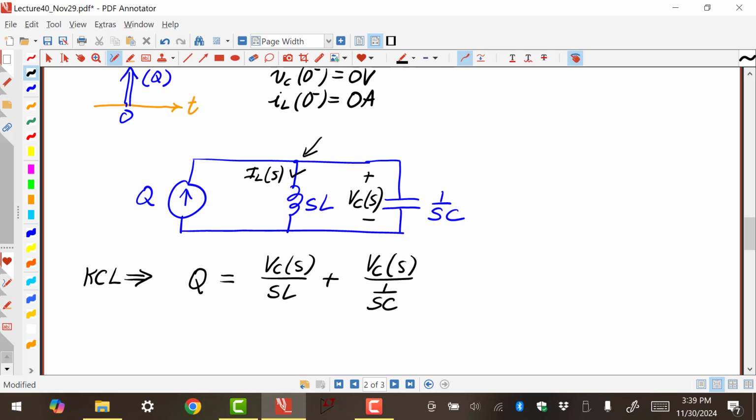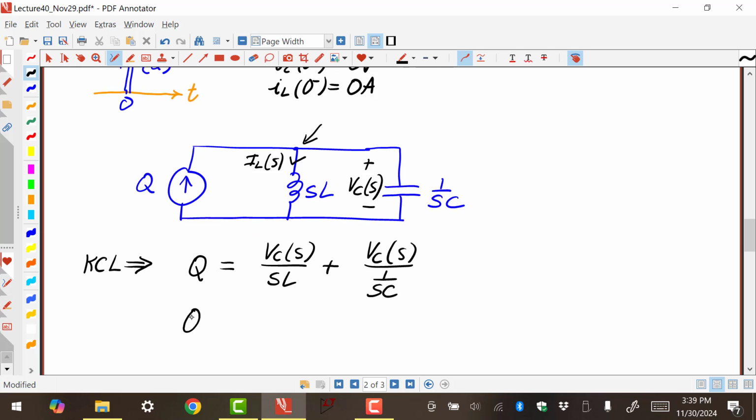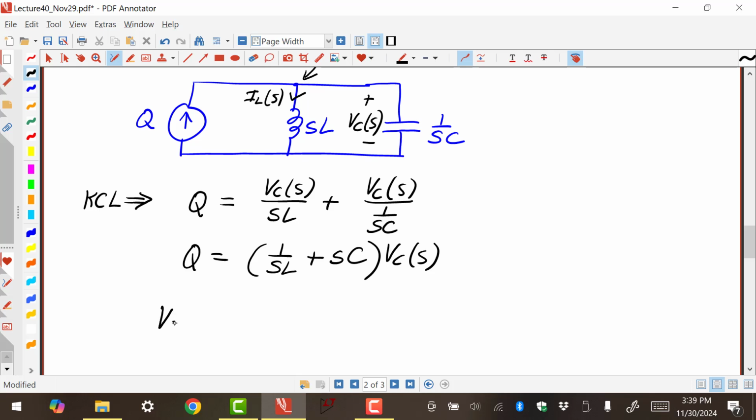So maybe you want to write Q equals 1 over SL plus 1 over 1 over SC, which is just SC, times VC of S. And so VC of S is what? Well, VC of S is equal to Q divided by that term in the parentheses, which is SC plus 1 over SL. Okay, what do I do now?